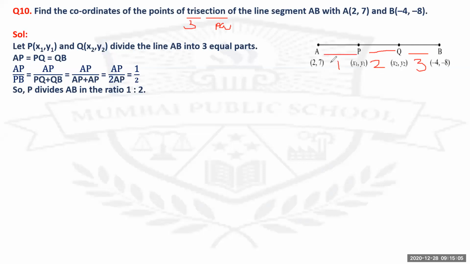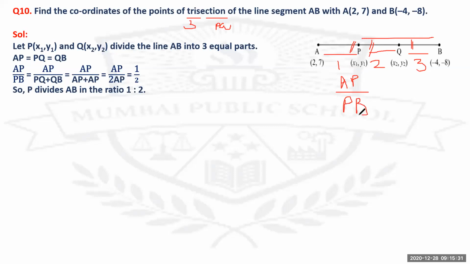All these parts are going to be equal. So that means AP equals PQ equals QB. Is this clear? Now check, if you're going to take AP upon, check this line segment PB.